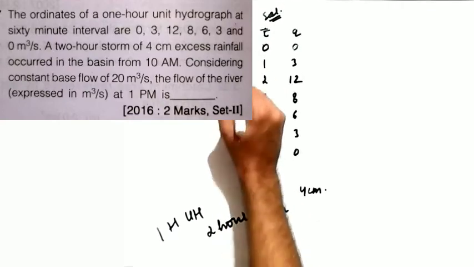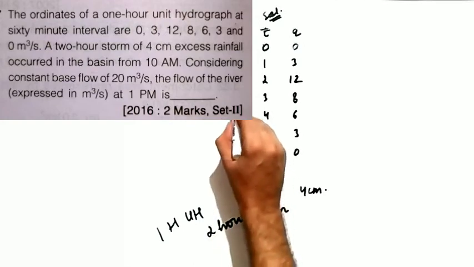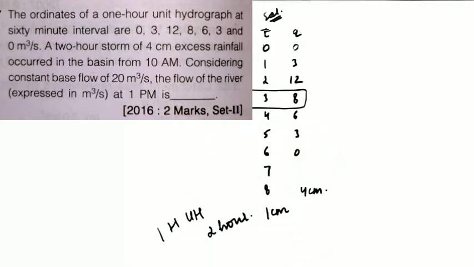Suppose this is 10 a.m. This will be 11 a.m. This will be 12 p.m. This will be 1 p.m. So it is asking you the discharge for this case. And it has also given you a base flow. The base flow is 20 meter cube per second. So you understood now what you have to do.